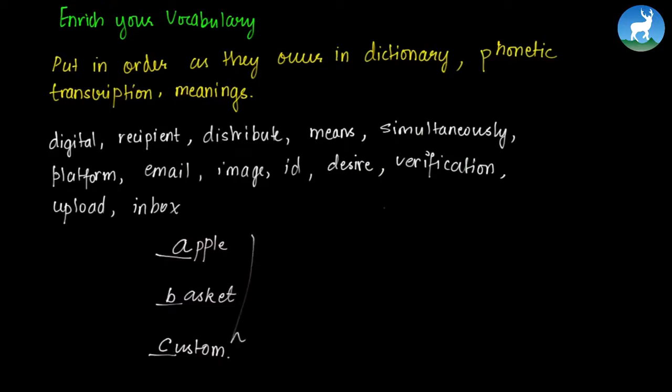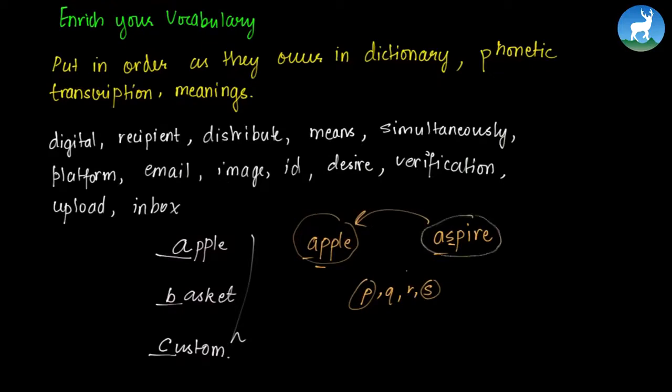Now what if we have two words, apple and aspire? So both start with an A. Now in this case, we need to see the second letter, the second alphabet. So that's P in case of apple and S in case of aspire. So in alphabetical order, P comes before S, right? So here we have apple before the word aspire.